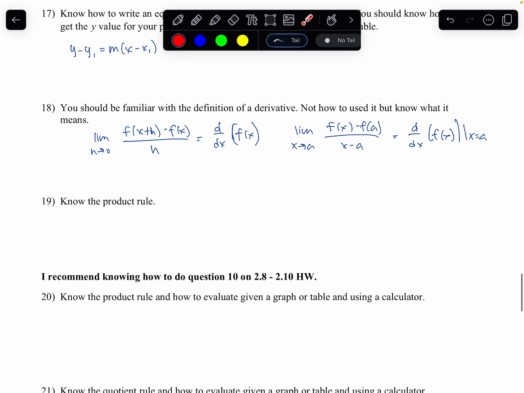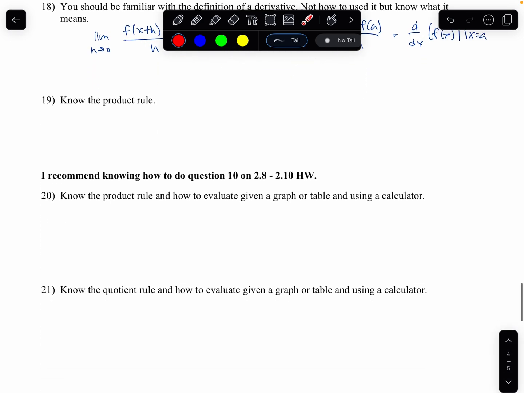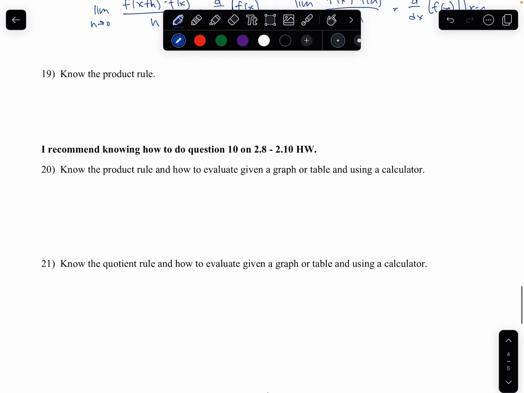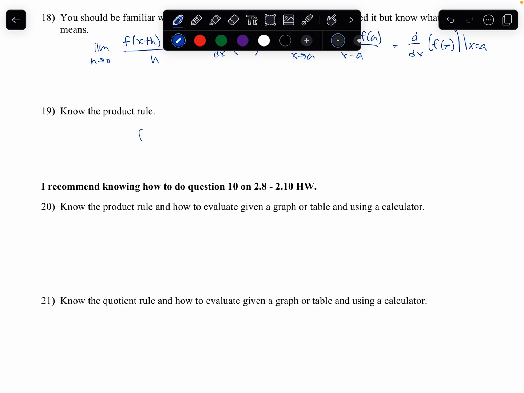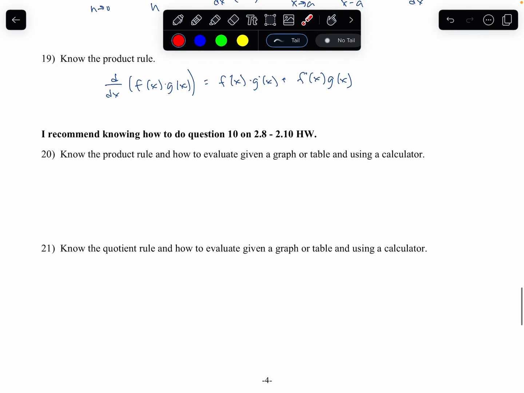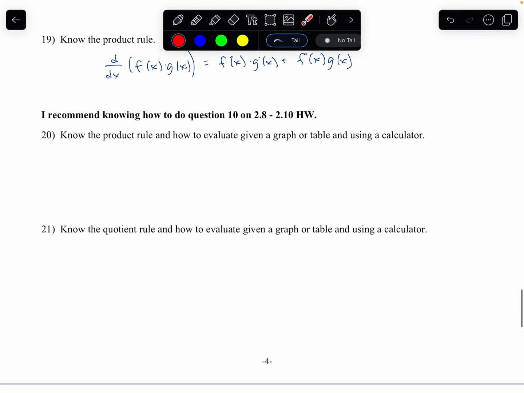Okay? 19, know the product rule. Pretty straightforward. If you don't know it, d dx of f of x times g of x is equal to f prime, the first, times the derivative of the second, plus the derivative of the first times the second. So don't just know the product rule, but know how to use it with functions, tables, graphs, formulas, and so forth.